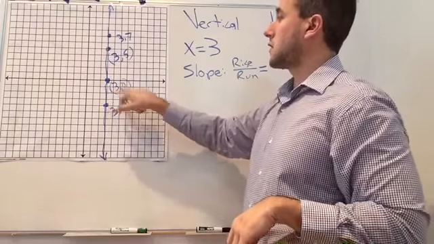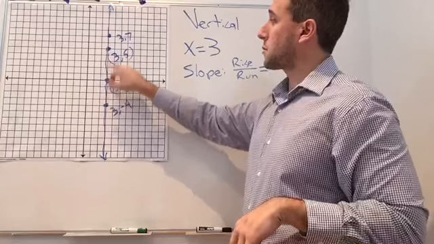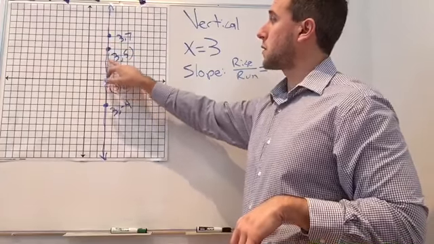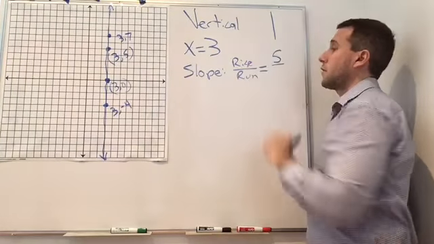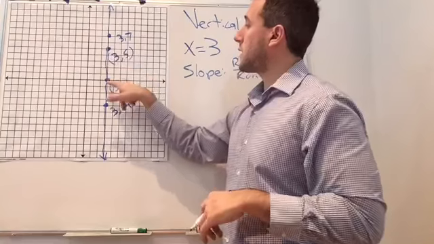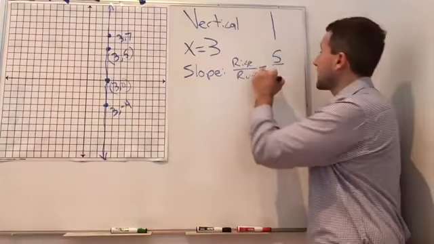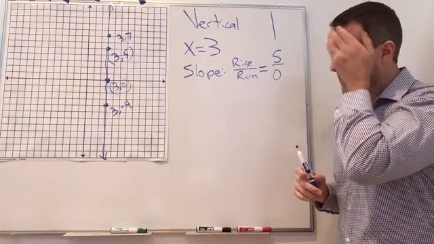Let's just say I start at 3, 0, and I go up. I have this point, I'm going to go to that point. I'm going to go up 1, 2, 3, 4, 5. So I went up 5, I rose 5. I went left or right, 0. So this gives us this weird symbol of 5 over 0.